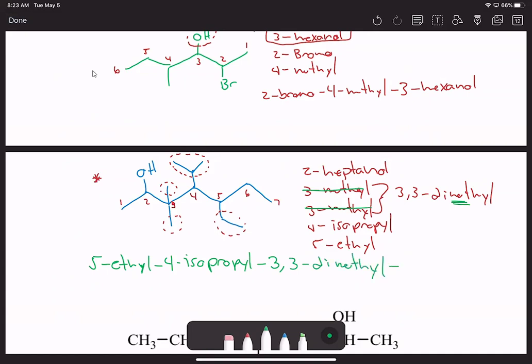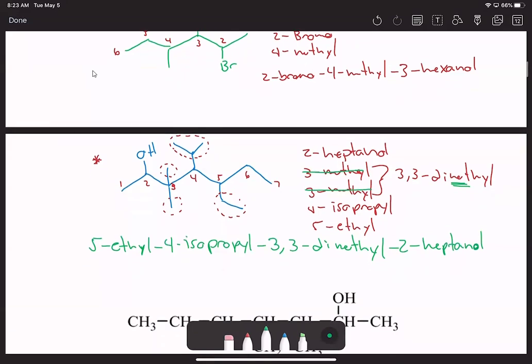I'm going to have 3,3 because I have two methyls there. Dimethyl. And then I have room for my alcohol, which is going to be on carbon number 2. Heptanol. Make sure this is an O. So it's kind of a difficult structure there.